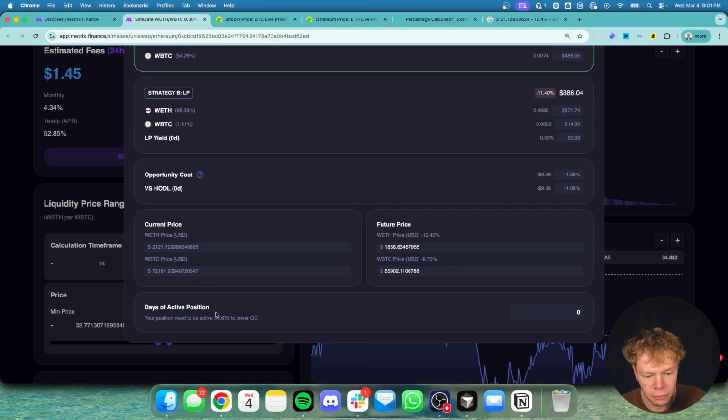So when we scroll down right over here, it'll actually show us how many days it takes to cover that. In this case, 6.7. Now, I don't think that's horrible, but I also don't think it's good. I may or may not still dive into this position. Now, the reason why I don't think it's horrible is because we can retrace the divergence loss.